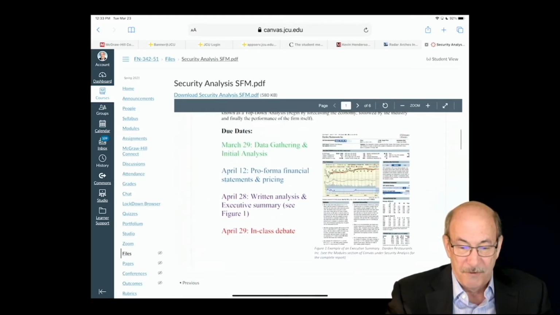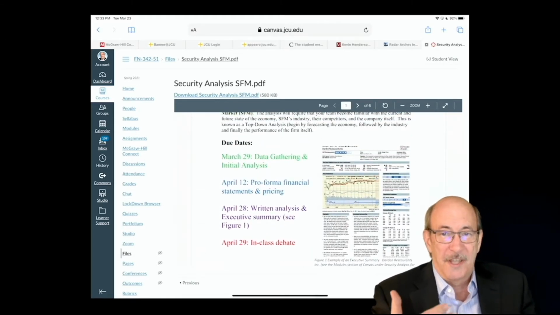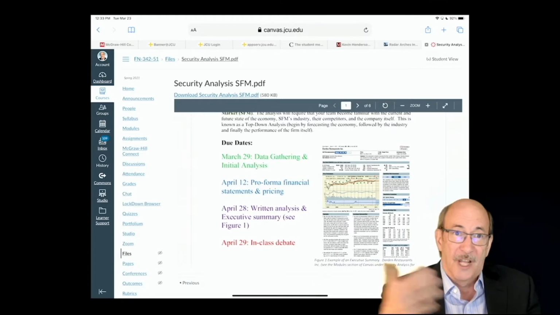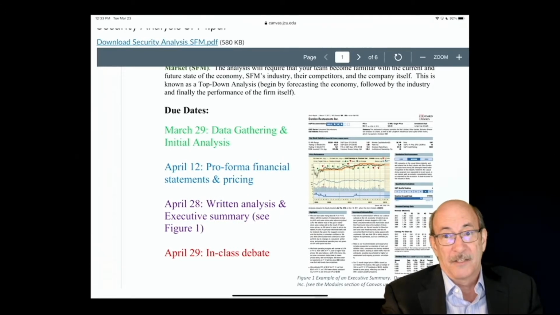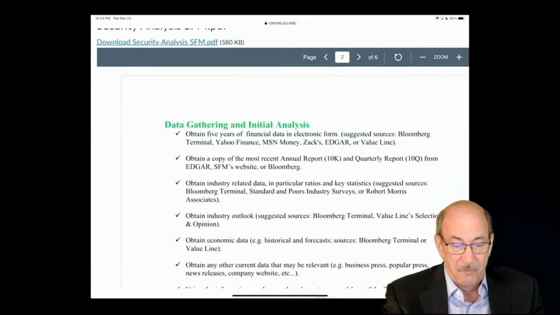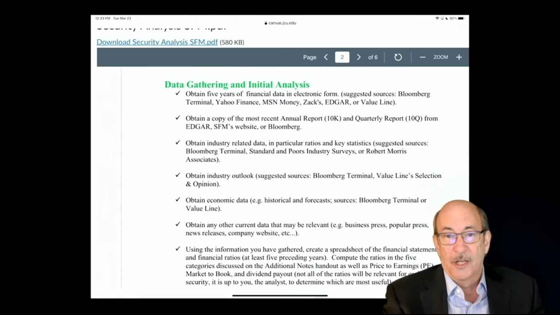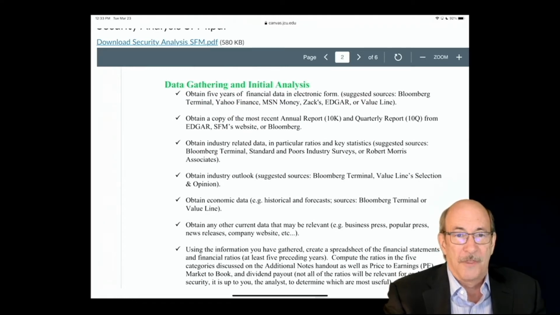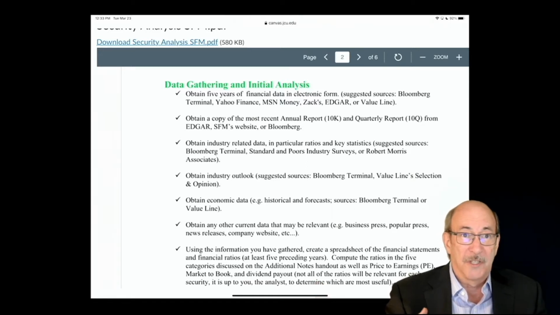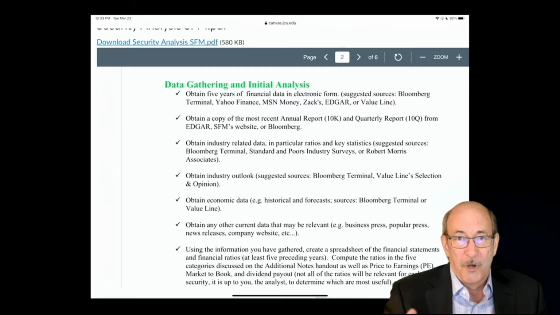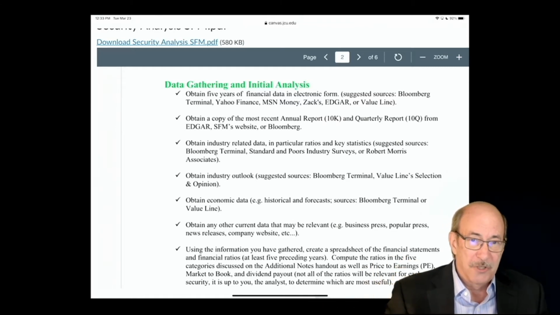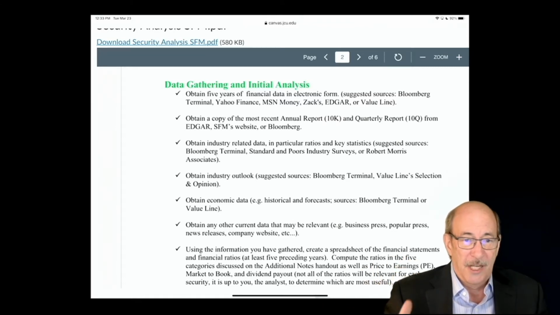I did want to just revisit what it is precisely that is going to be due this next Monday. So the 29th, we've got data gathering and initial analysis. The data gathering shouldn't take you terribly long. I would strongly recommend that if you can use the Bloomberg terminal, particularly to gather the electronic pieces of it, financial statements, things of that nature, even the ratios, that you use the Bloomberg terminal, either remotely or in person. In person is probably a little bit easier just in terms of getting connected and so forth.